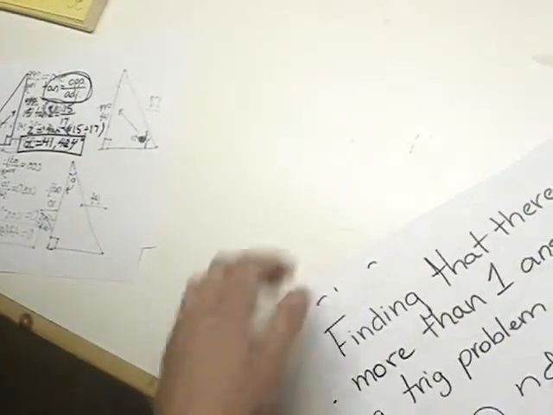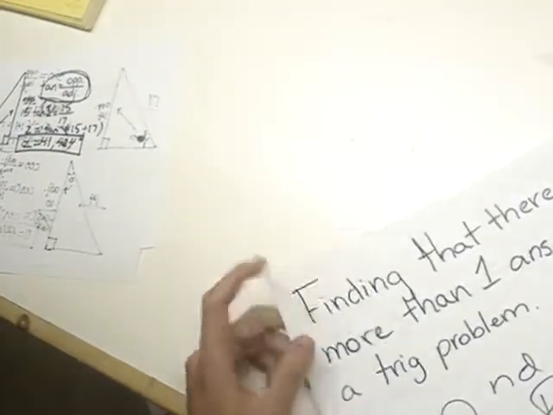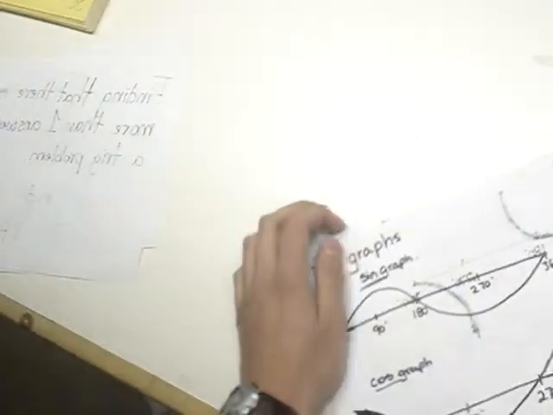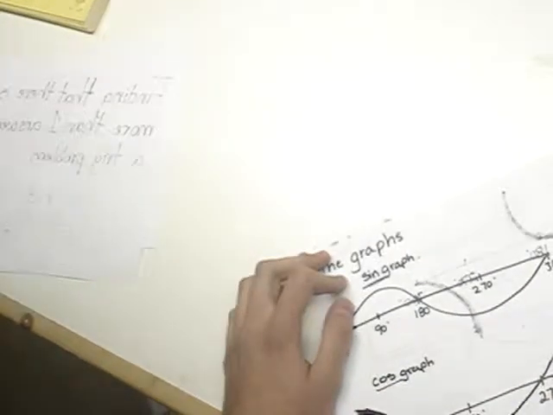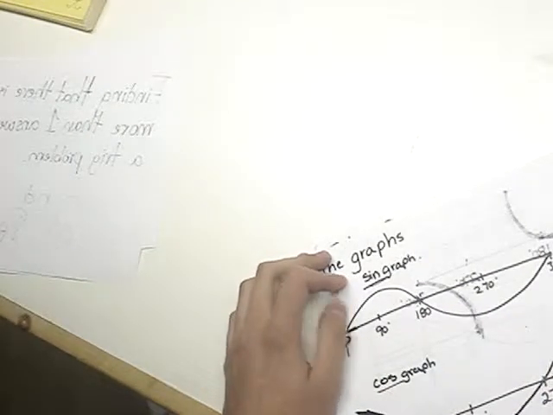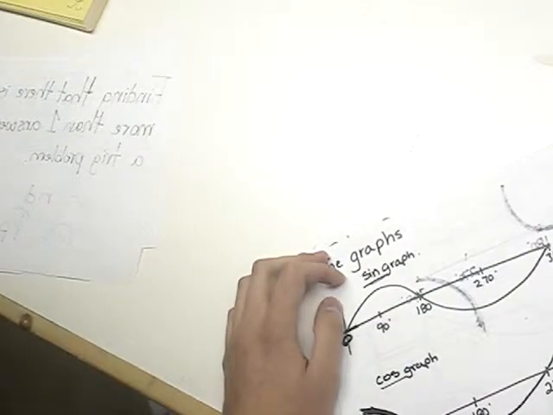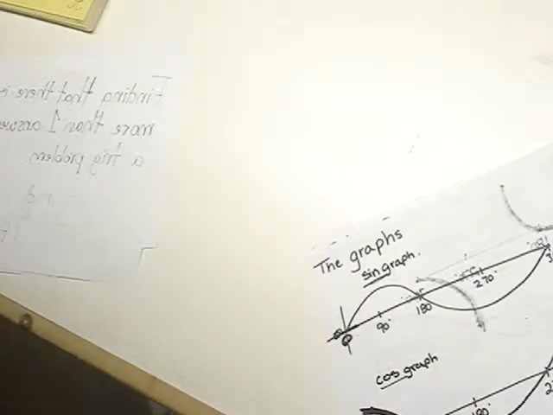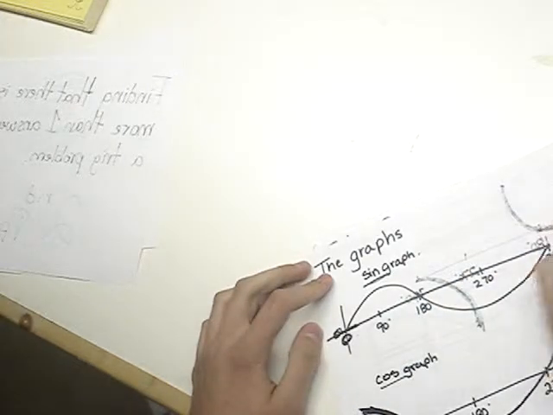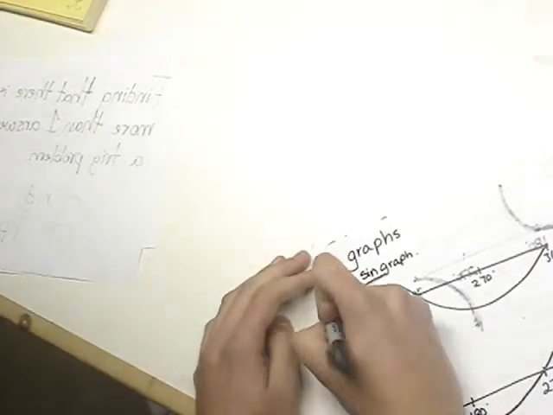Here's our second part of basic trigonometry: finding that there is more than one answer to a trig problem. Okay, to do that, first we need to look at the graphs, okay? It's just like the graph, you know, with the 4 quadrants, okay? There's X and there's Y, okay?